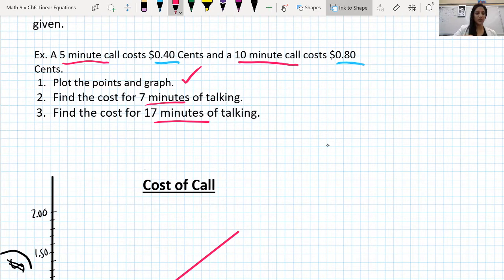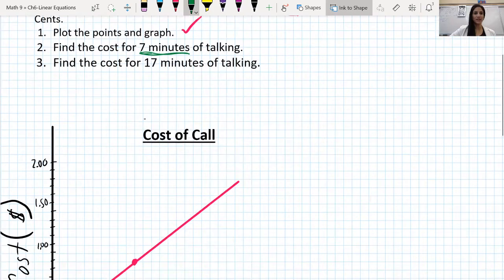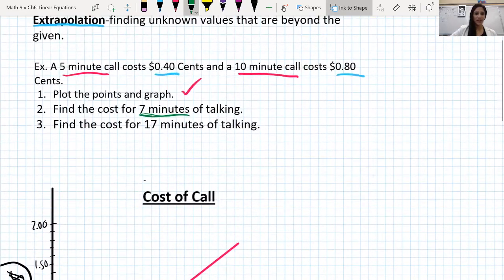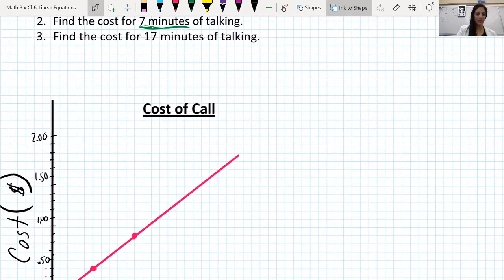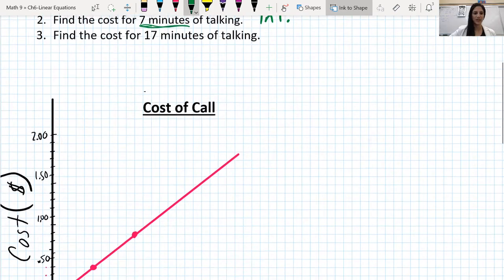And now we want to look for the cost of, let me underline it in green. We'll use our green to figure this out. We want the cost for 7 minutes of talking. So if this is in between the 2 points that we have listed, so it's in between the 5 and the 10 minutes, then this would be an example of interpolation. Just so that you're clear with what the definitions mean.